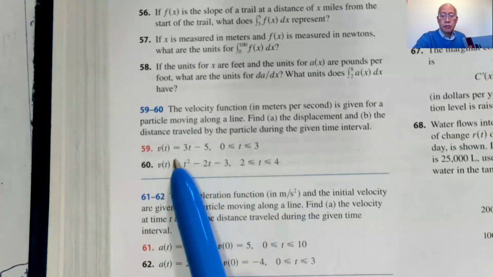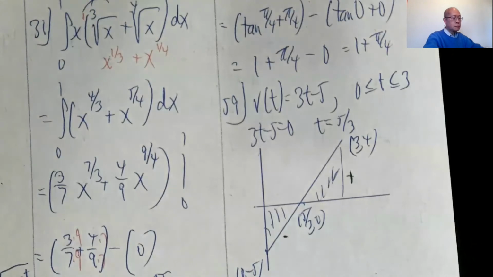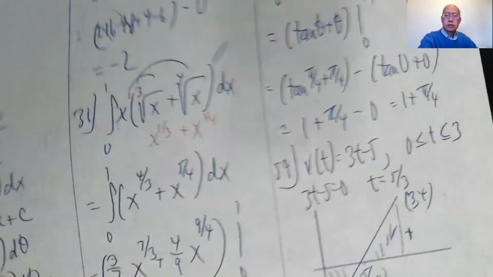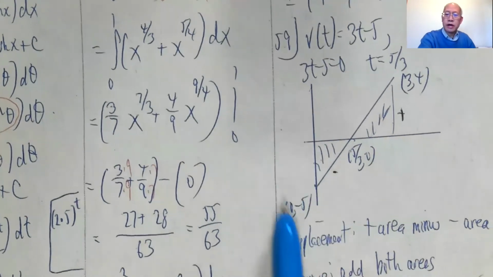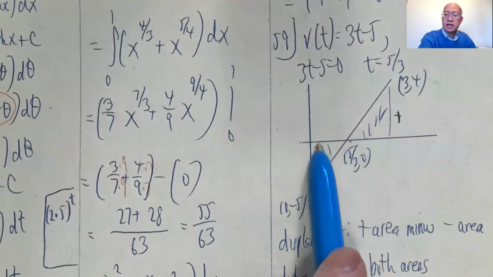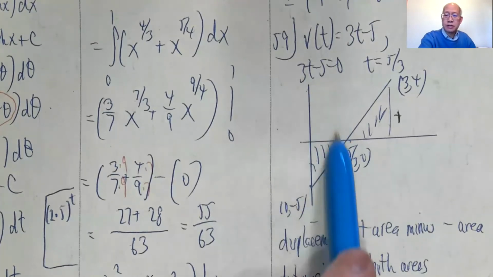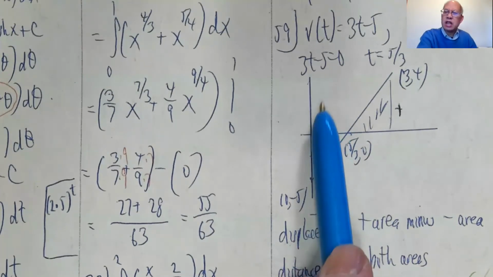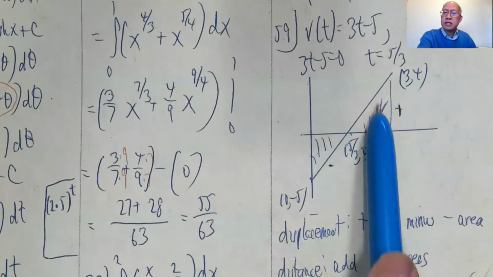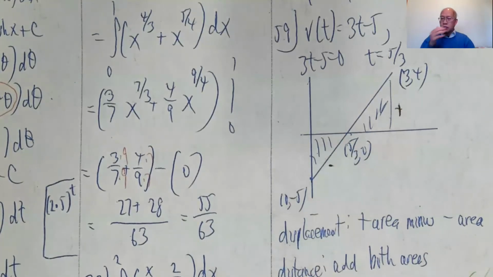Okay, so I'm going to analyze this in terms of area. So 3t minus 5, we know it's linear. It looks something like this. If I plug in 0, I get -5. It touches the t-axis, x-axis equivalent, at 5/3. What makes that 0? 5/3. And when I plug in 3, I get 4. So at first, a negative velocity means I'm going to the left. Positive velocity means I'm going to the right. So I'm going to the left up until 5/3, and then I turn around and go the other way.